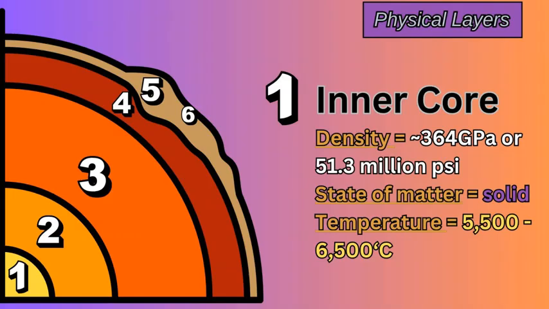Now we move into the physical layers, which is the other characteristics of the layers found through the analysis of these elastic energy, these seismic waves from the earthquakes. And the inner core, the center of the planet, has a density of around 364 gigapascals, or equivalent to about 51 million psi, which is pounds per square inch, which is absolutely insane. And it is a solid material, and its temperature ranges between 5,500 to 6,500 degrees Celsius.